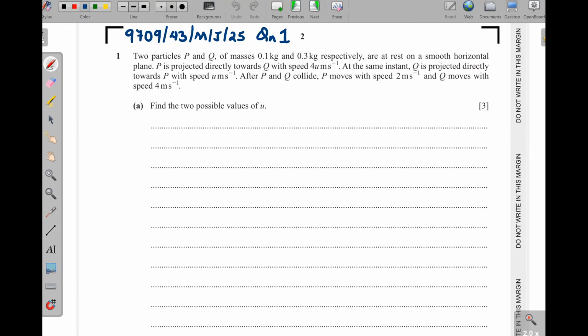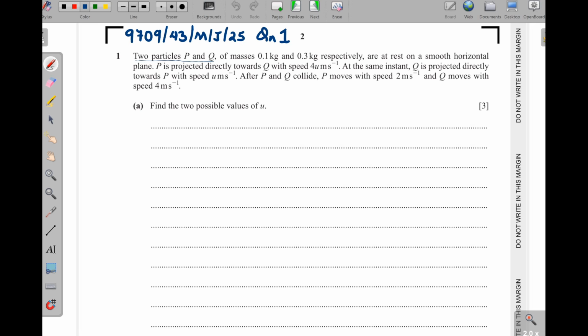This is Teacher Simon taking you through A-Level Mathematics 9709/43 for May/June 2025. And this is mechanics. Question 1 is coming from momentum.